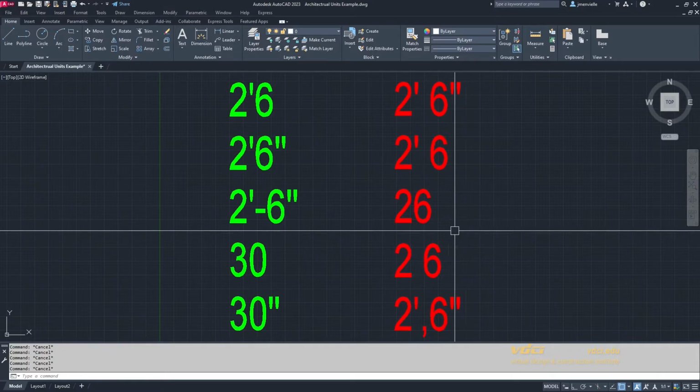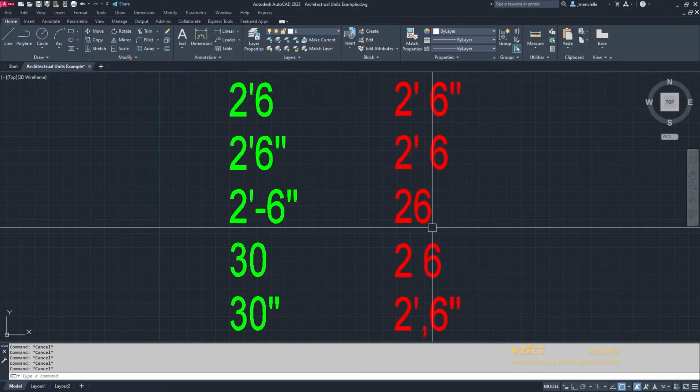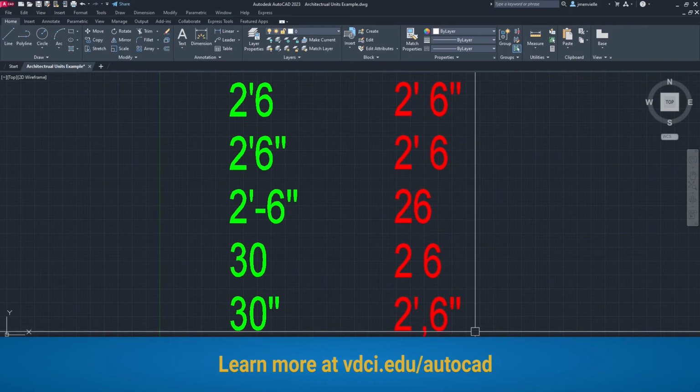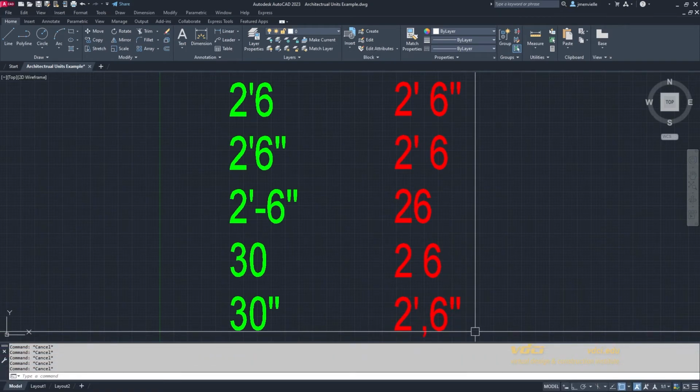2.6 would be a valid entry, but notice that it's 2.6, not 2 feet 6. So that would be counted as 26 inches, which is 4 inches shorter than 30 inches. Finally, at the bottom, 2 feet, 6 inches. This one is going to be counted in many workflows, but it would count as a coordinate in our absolute coordinate system, not as a length value.